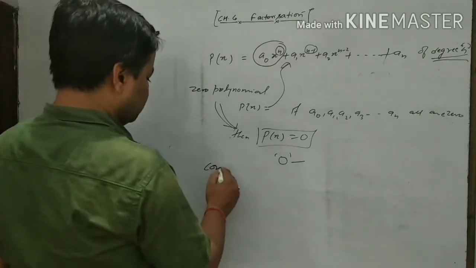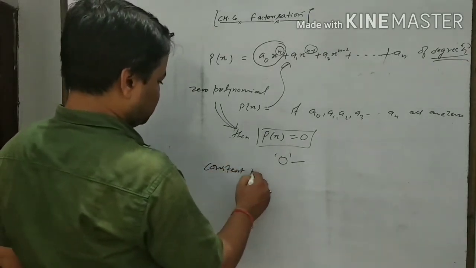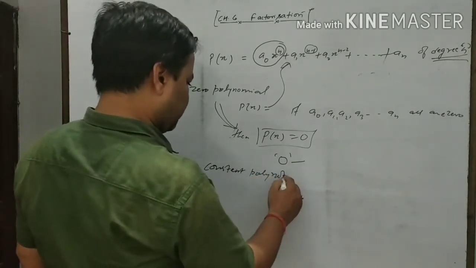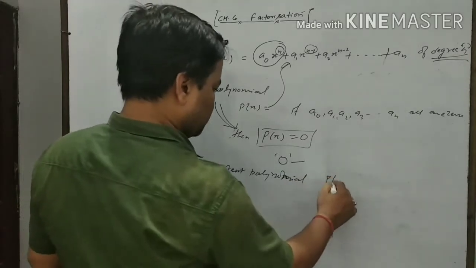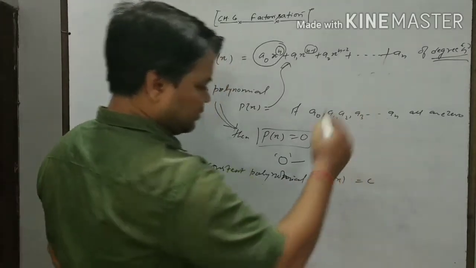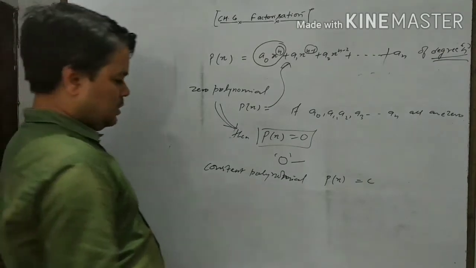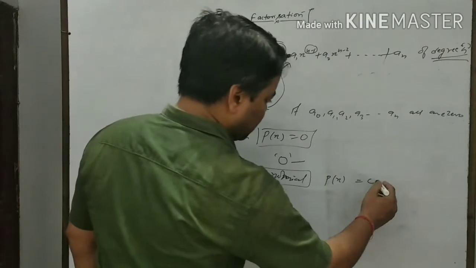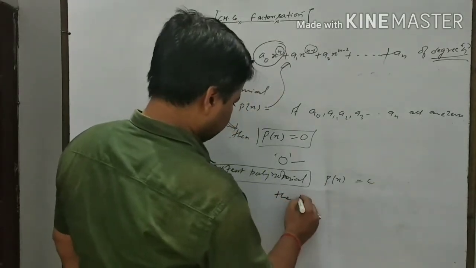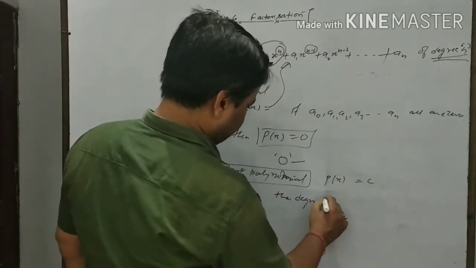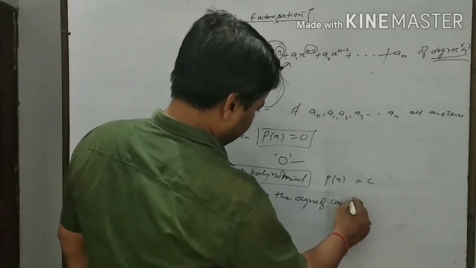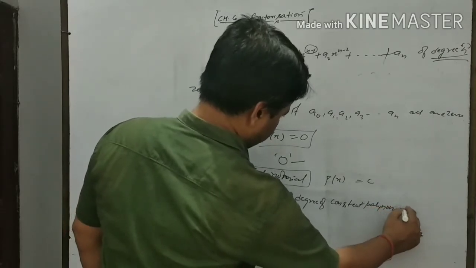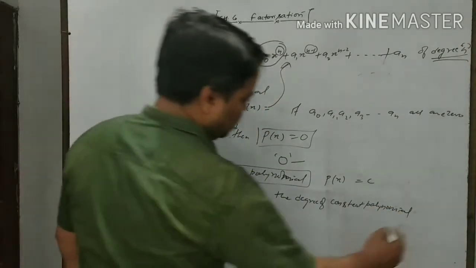Then what is the constant polynomial? P for polynomial is equal to a constant value. Okay, and this is called the constant polynomial. The degree of the constant polynomial is equal to 0.